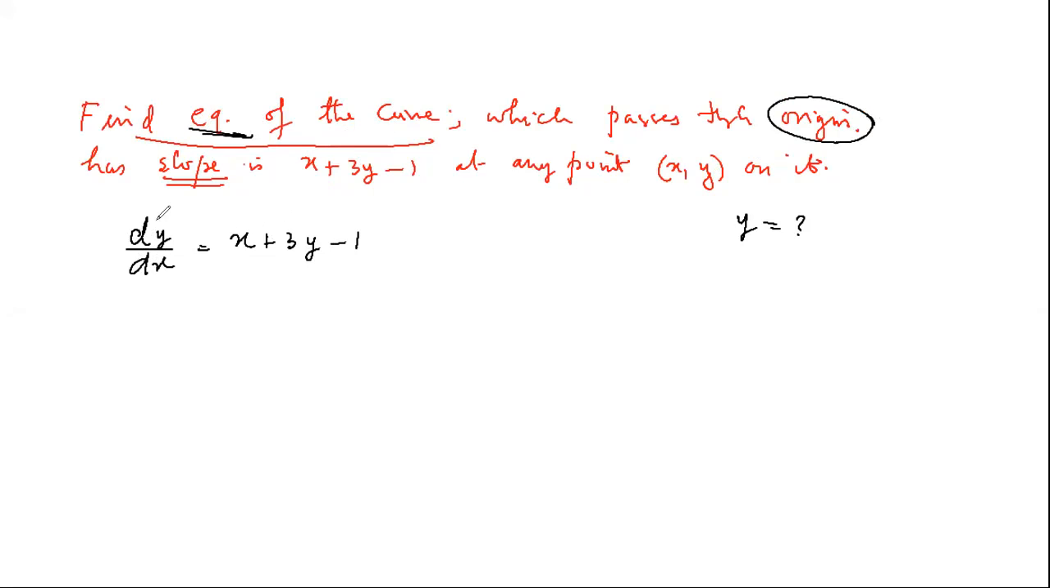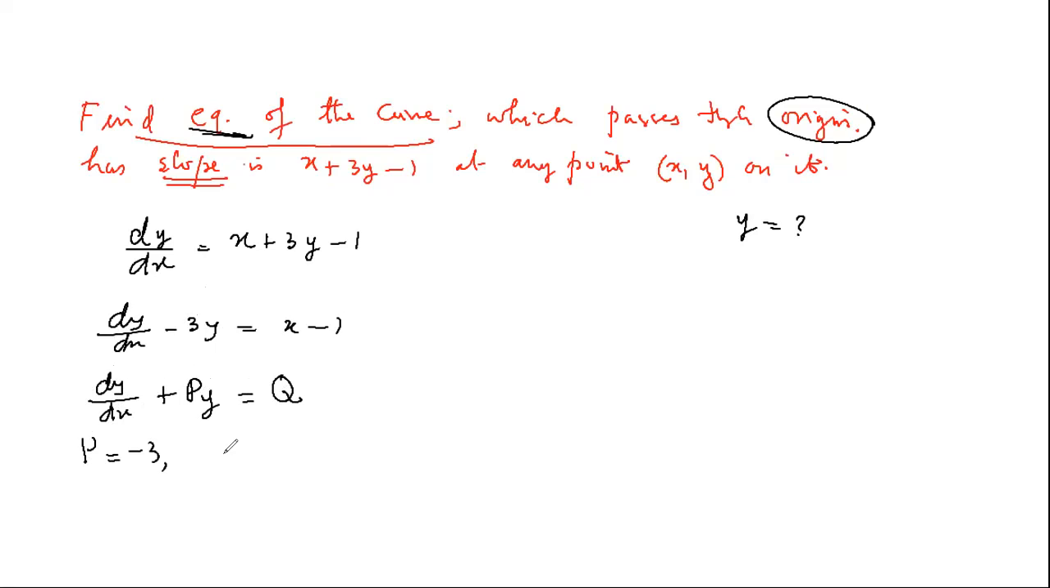So now you tell me, what kind of differential equation is this? Here you can see x only once, y only once. If y only once, our formula is dy by dx. If x only once, it is dx by dy. So I can write this as dy by dx minus 3y is equal to x minus 1. Which is of the form dy by dx plus py is equal to q. This is the format. Your p is minus 3 and your q is x minus 1.